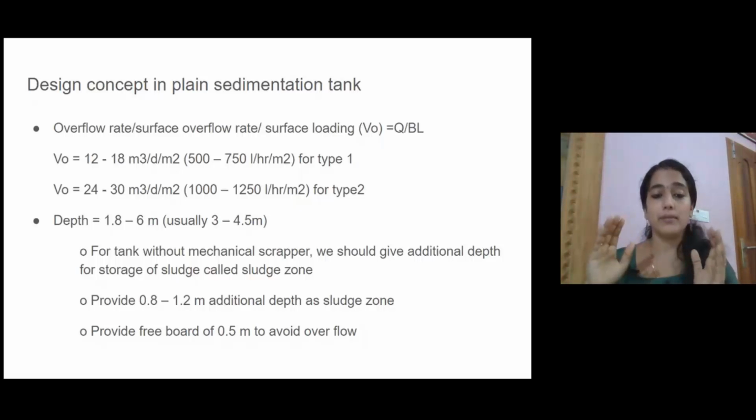So in addition to this depth of 1.8 to 6 meter, we have to add 0.8 to 1.2 meter additional depth for the sludge zone in the case of manual removal of sludge from the sedimentation tank, and we have to provide a freeboard of 0.5 meter to avoid the overflow.